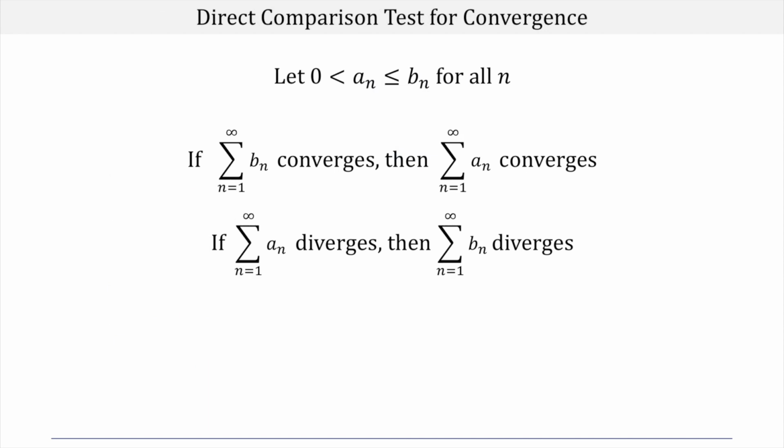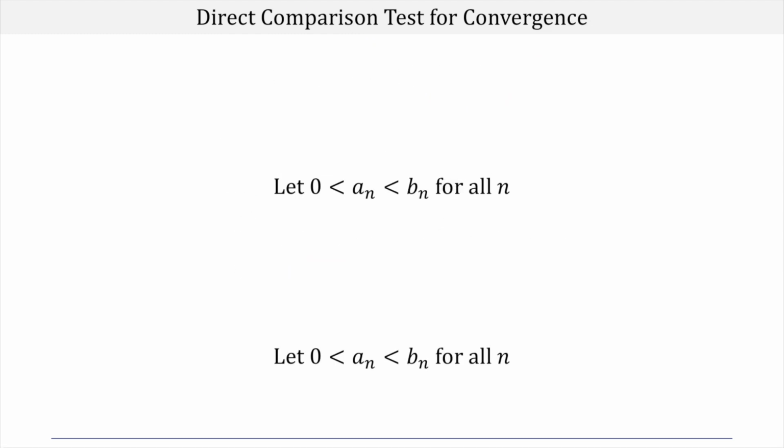That's it for p-series. Now I'm going to show you two comparison tests. One is this one, the direct comparison test for convergence. This one says, let a sub n be between 0 and b sub n for all n. Then, if the infinite series of b sub n converges, then the infinite series of a sub n also converges. If the infinite series of a sub n diverges, then the infinite series of b sub n also diverges. Now, why is that?